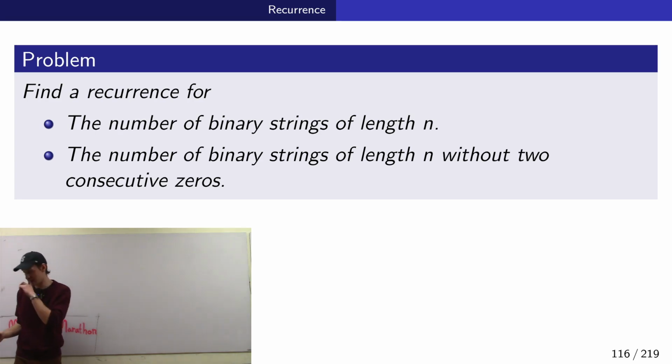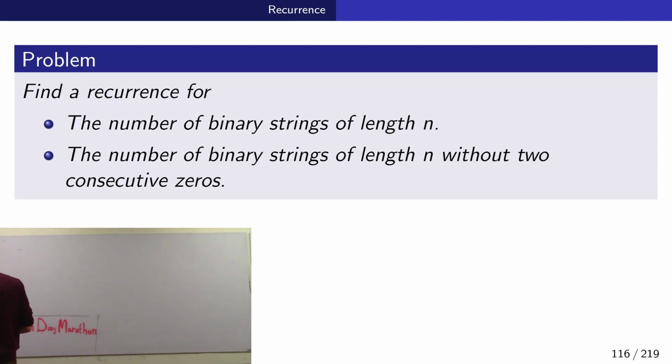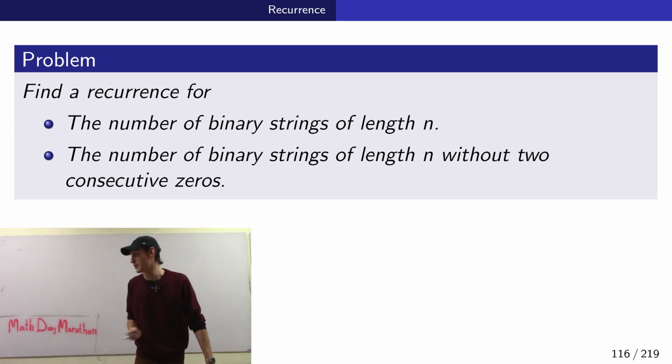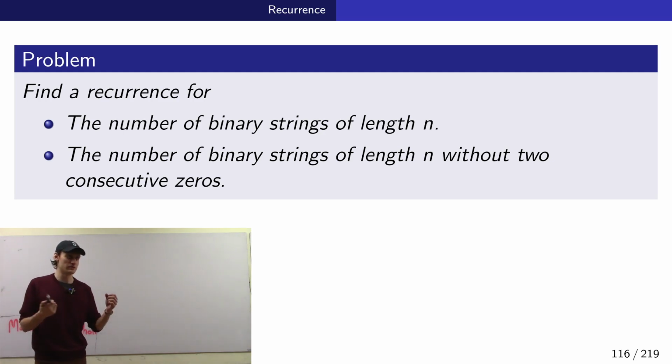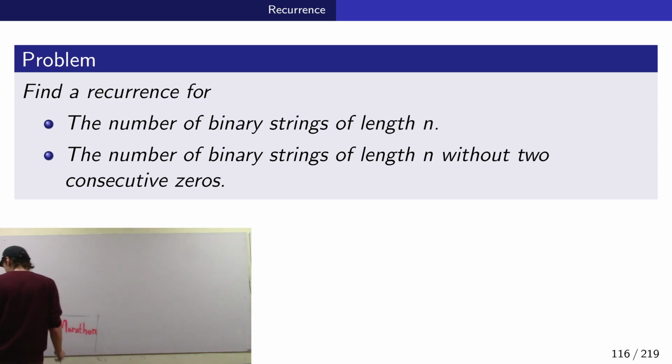What I want to do next is find a recurrence for the number of binary strings of length n, and the number of binary strings of length n without two consecutive zeros. I think we solved the first one before, but we haven't shown it as a recurrence. And now we'll look at the second one, binary strings of length n without two consecutive zeros. Did you solve that, Corey, or is this the first time today? No, I didn't solve it. Cool, all right, first time today.